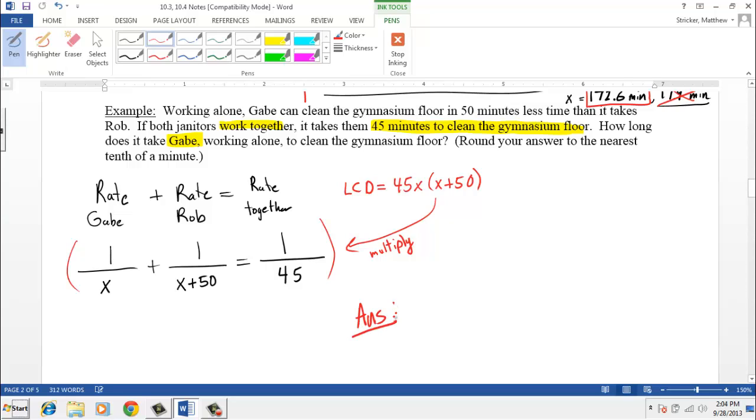So the answer is, it takes Gabe 71.5 minutes to clean the gym floor by himself. You should be able to get that answer.